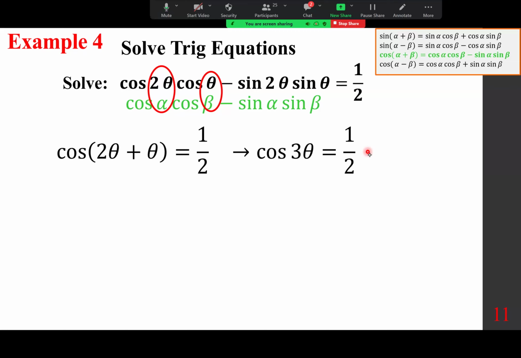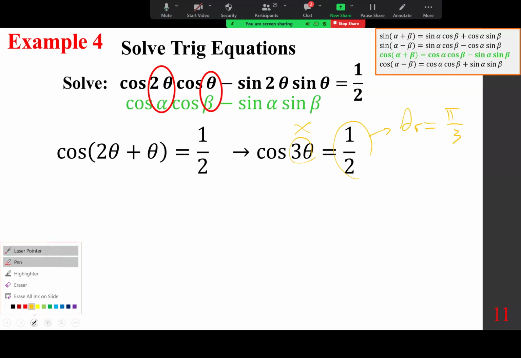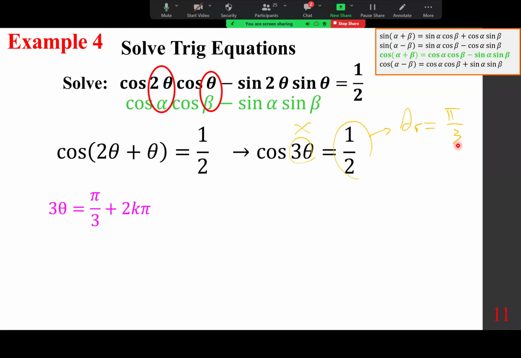2 pi minus pi/3, 5 pi/3. You can even think of it as cosine x. This gives you the reference arc of pi/3, because cosine of pi/3 is 1/2. So in the first quadrant it is positive. In the fourth quadrant it would be 2 pi minus pi/3, so 5 pi/3. So pi/3 plus 2k pi, and 5 pi/3 plus 2k pi.